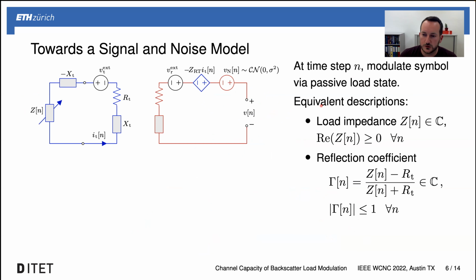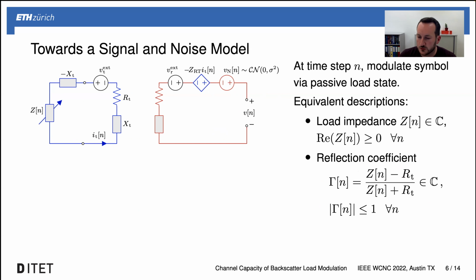And load impedance is a complex number. And for a passive element, it has to have a positive real part, positive resistance. An equivalent description is the load reflection coefficient, which is crucial for this work here. So you probably remember this formula from your bachelor studies. And here we have the reference impedance chosen to be the antenna resistance, not so important.